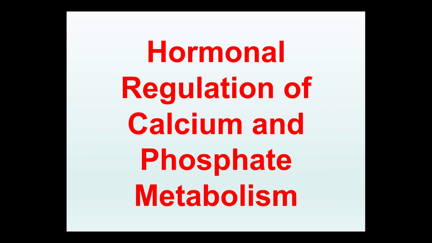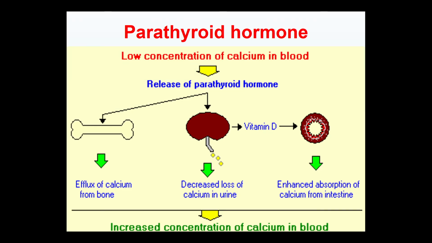Parathyroid hormone is secreted in the parathyroid glands. It's understandable. Its main action, its main function, is to mobilize calcium from bone and increase urinary phosphate secretion.